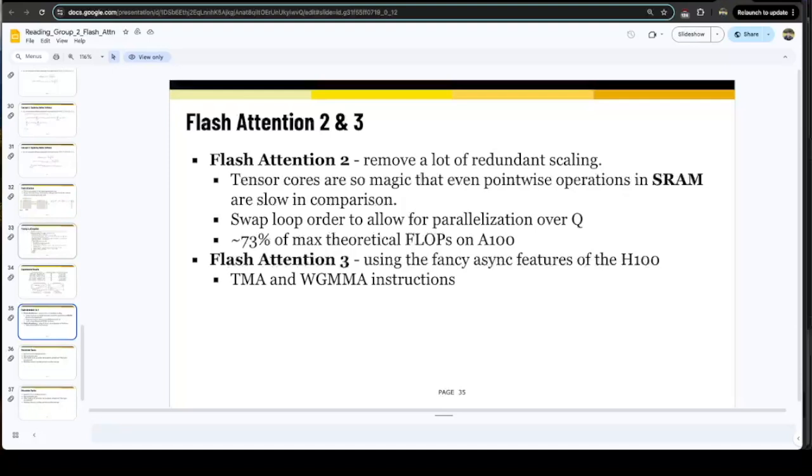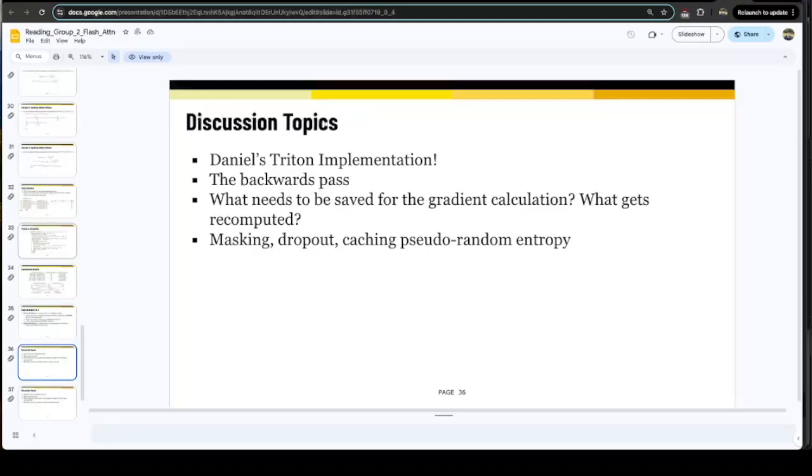And then Flash Attention 3 is where my knowledge caps out. This becomes a game of using very fancy features of the H100, specifically its asynchronous memory loading operations and asynchronous tensor core dispatches, which become key to the performance there. But really, if you're using an A100, you're fine with Flash Attention 2. If you're using an H100, it's probably good to update to Flash Attention 3. All right, next slide, please.